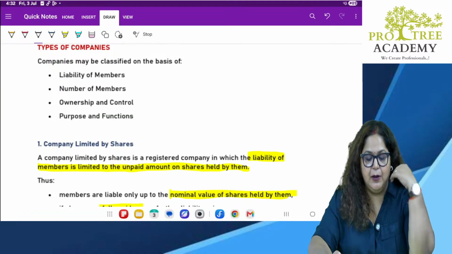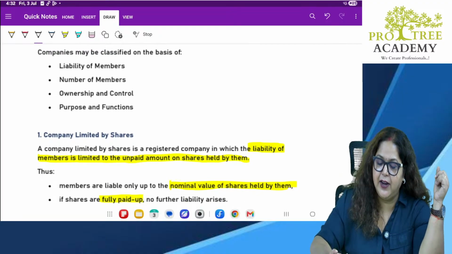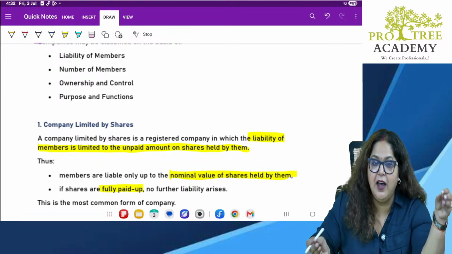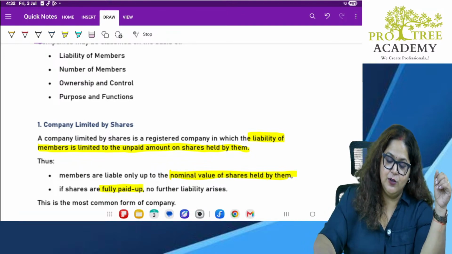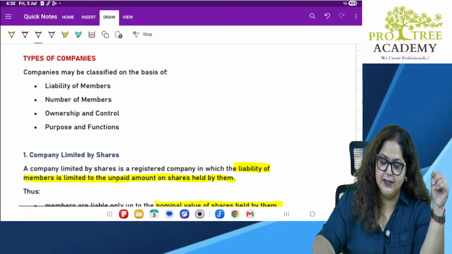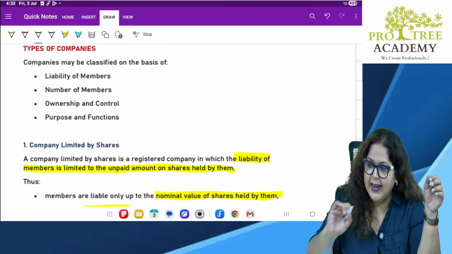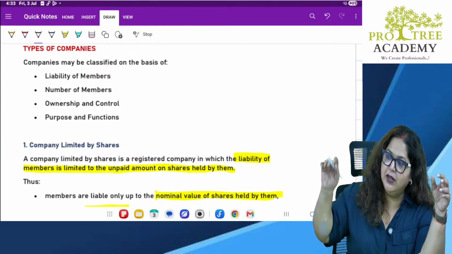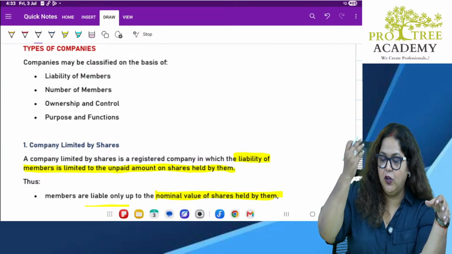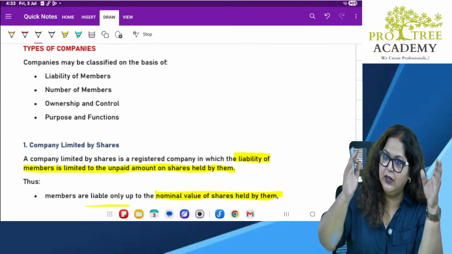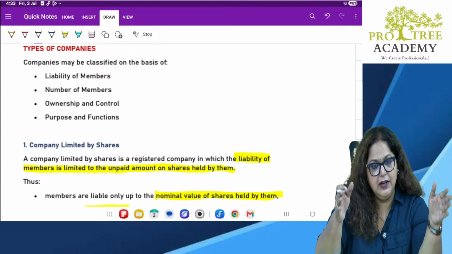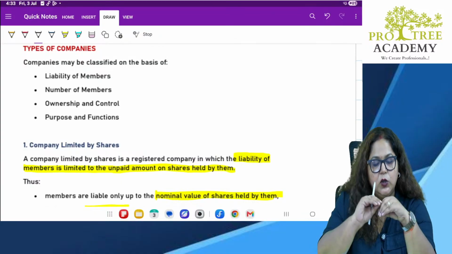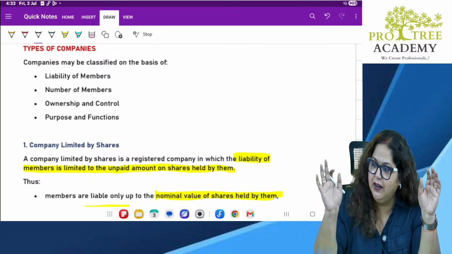Okay, so types of companies, guys. Companies may be classified on the basis of, now, Harshita, you are asking how to remember the sections. Give the concentration, right ones, and then you will remember. We'll make a summary of what we had covered. If you do these things on a daily basis, on the same day or by the next day, it is not at all difficult. Nothing is difficult, guys.